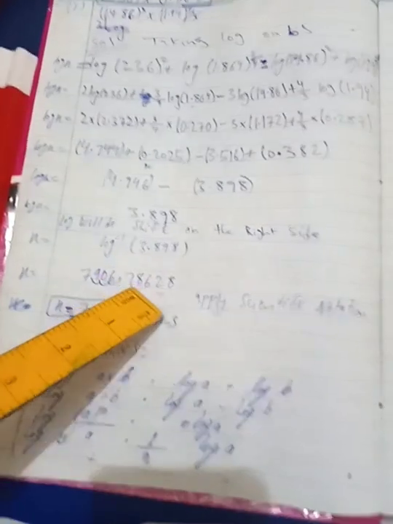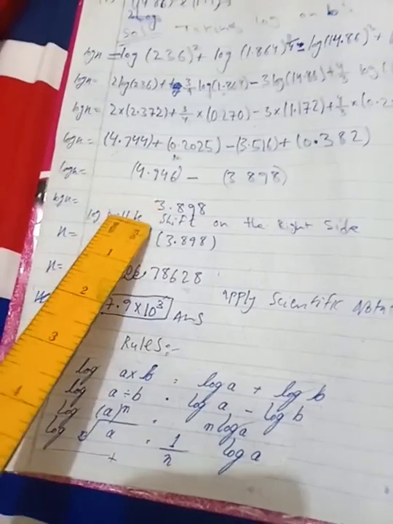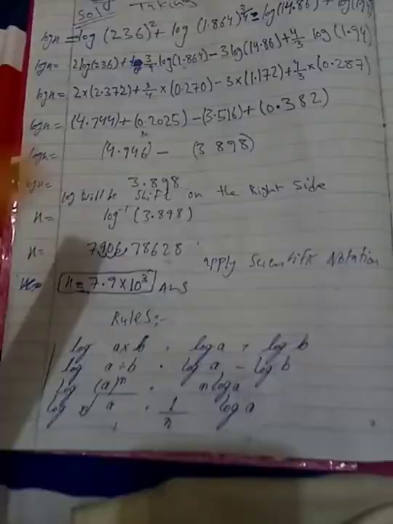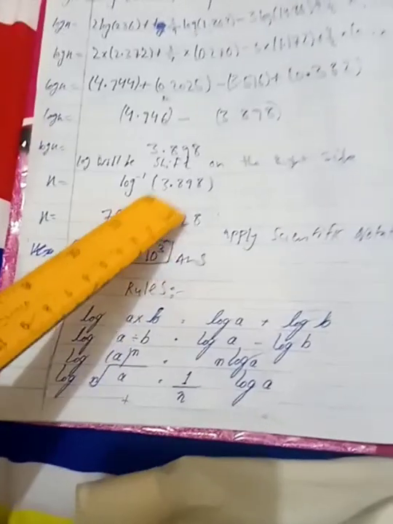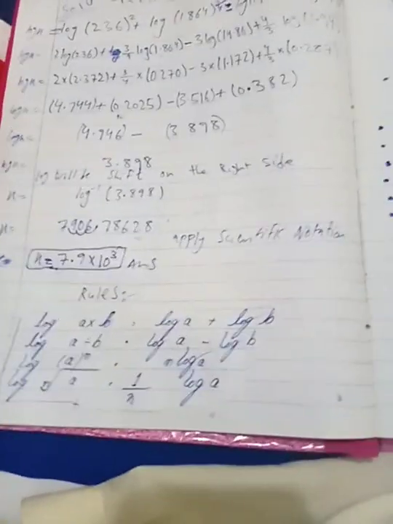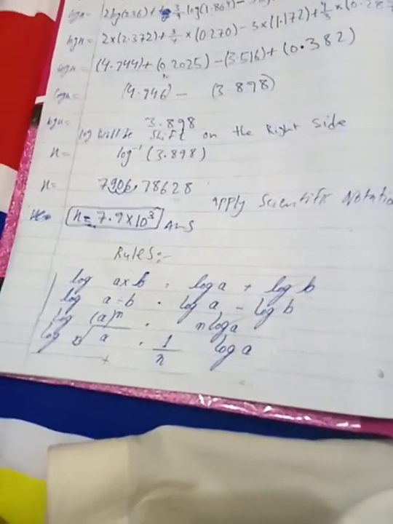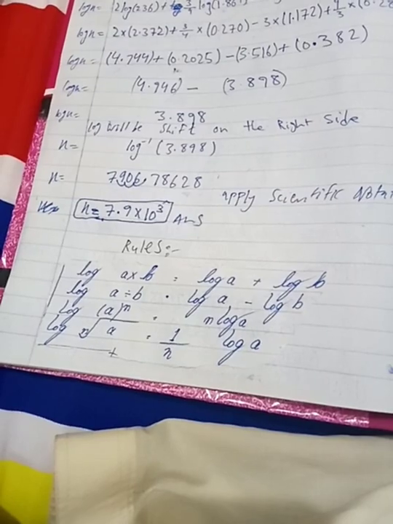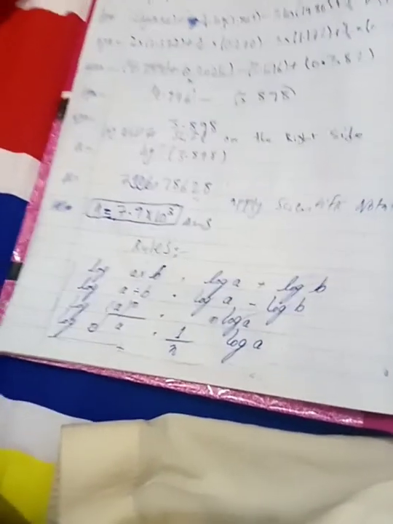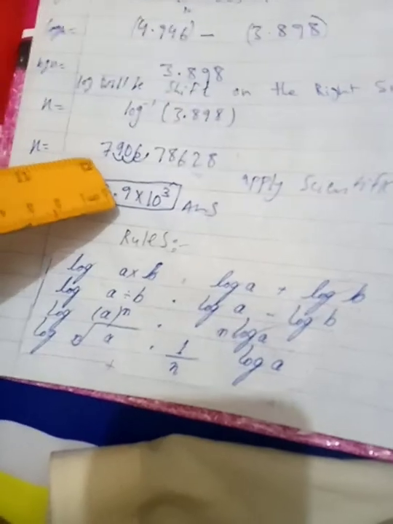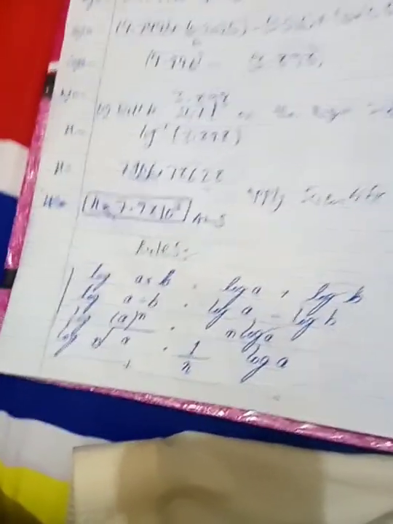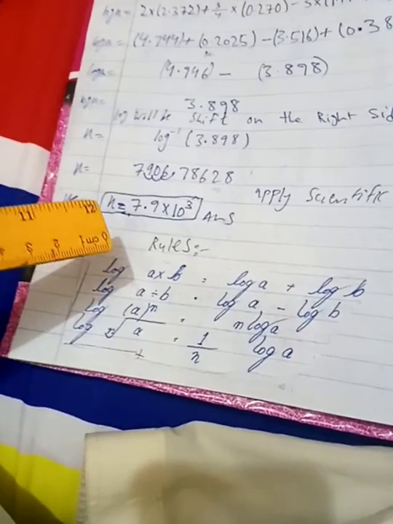After that we get the answer 3.898. Then this log will be shifted towards this side, and it will get the inverse sign. As you know, log inverse is also equal to anti-logarithm. When we get the answer of log inverse or anti-logarithm from the calculator, it will be like this. We convert it into simple scientific notation, which is 7.9 into 10 raised to power 3. So here we have completed the logarithm topic.